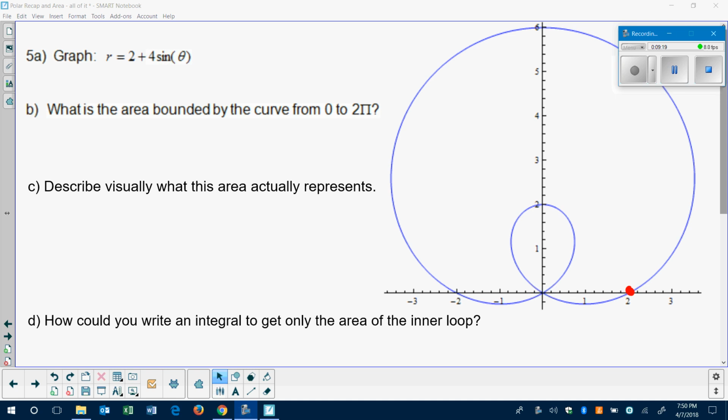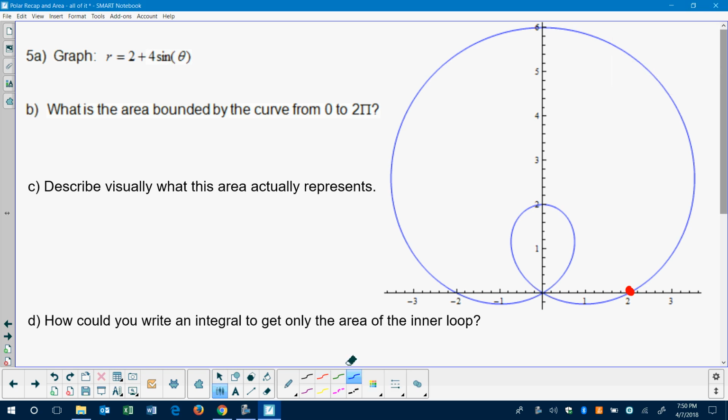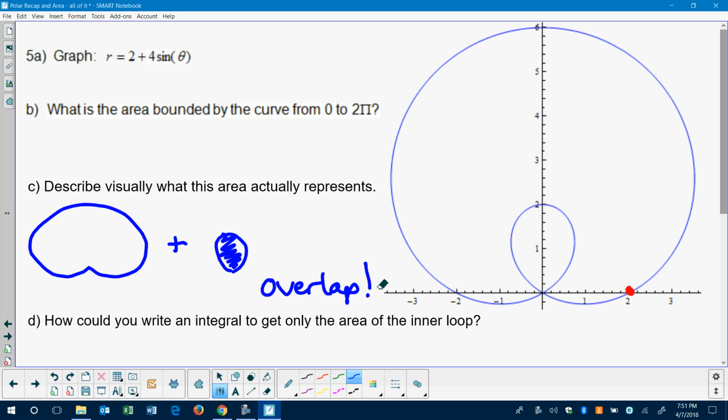Okay, so we went from 0 to 2 pi, and we were really finding, like it says here for C, describe visually what we just found. I don't know how to describe it in words, but what we found was this whole shape. And in addition to that, we found this shape. But this shape that I colored in blue right now is contained in the bigger one. So these are overlapping. So it's like this part got counted twice. And that very well might not be what we want.